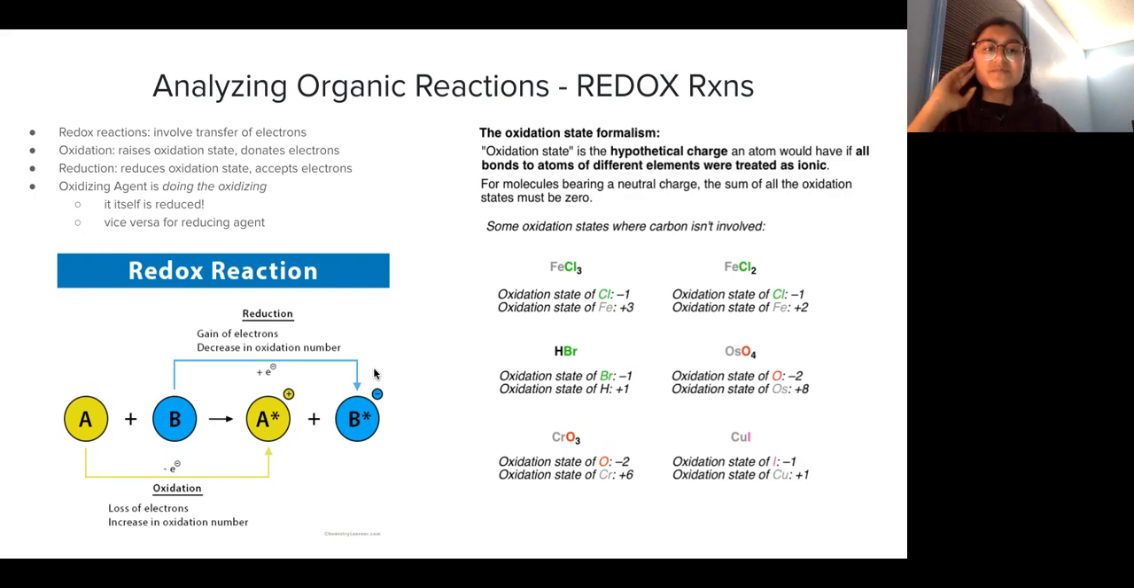You'll probably see the terms oxidizing agent and reducing agent as well. The opposite is happening to the agent itself. So if it's an oxidizing agent, it's doing the oxidizing, but in return it is being reduced. And the same goes for a reducing agent. It is doing the reducing, but it itself is being oxidized.